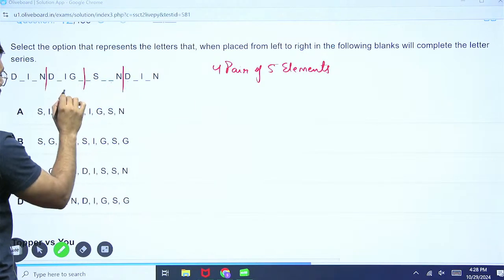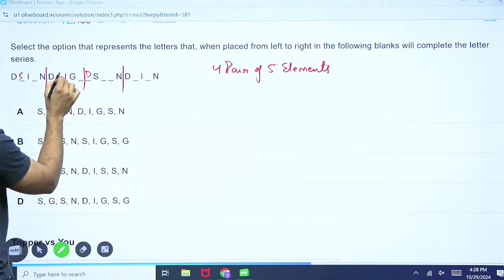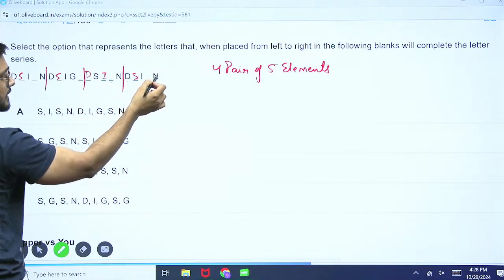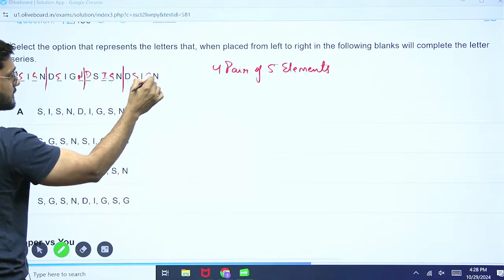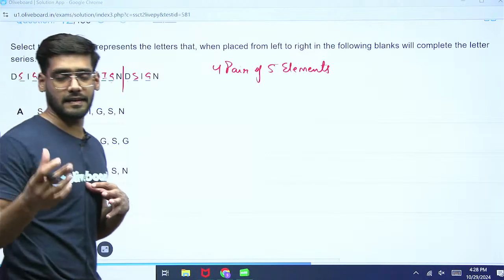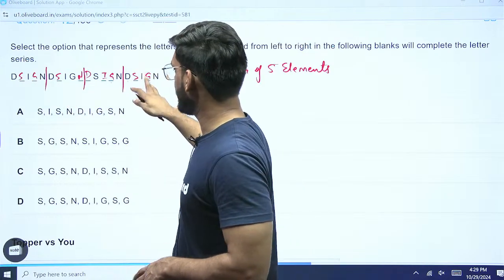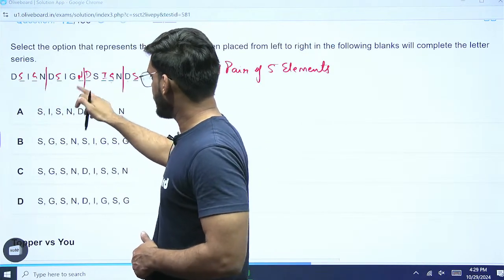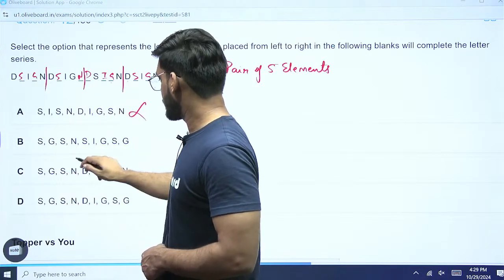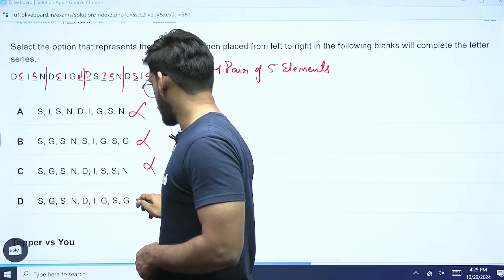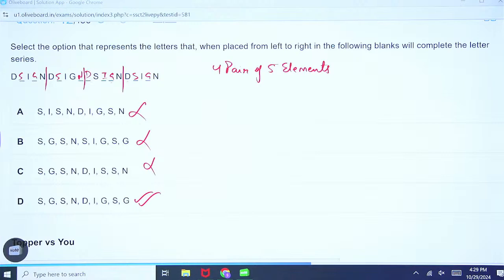D is the first one. Let's put D over here. D, S, I, then D, S, I, and D, S, I. The last one is N, then G. The series that is formed is DSI, GN, DSI, GN, DSI, GN, and DSI, GN. So the first option is wrong, the others are wrong too. Only option number D is the right answer.